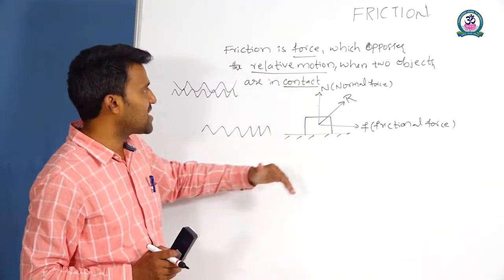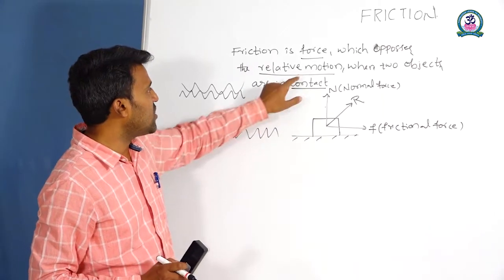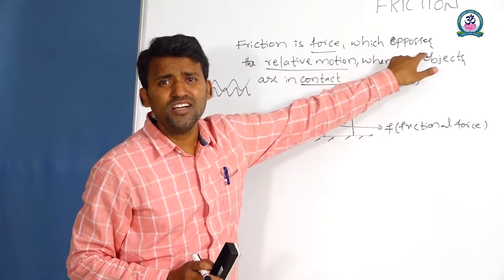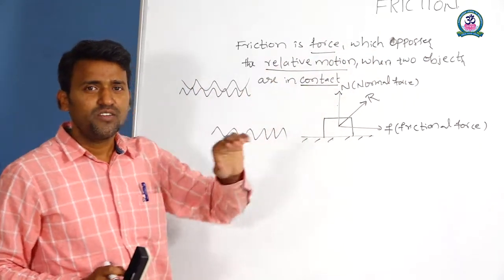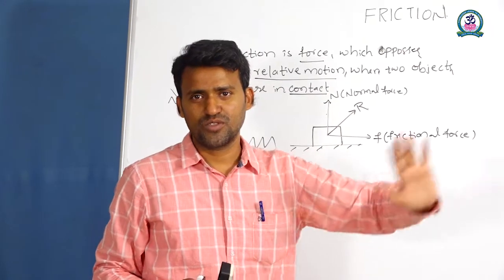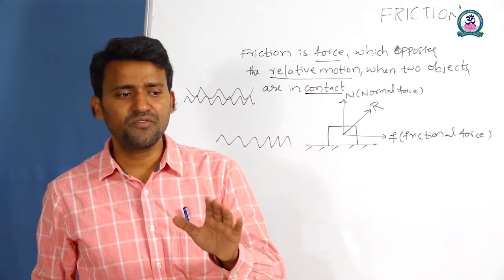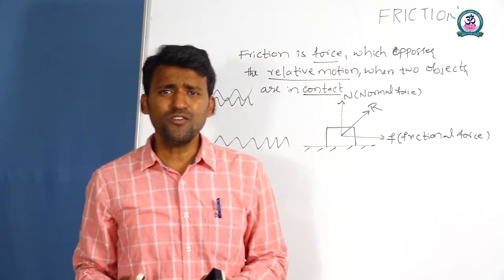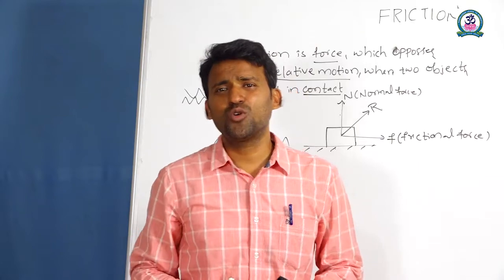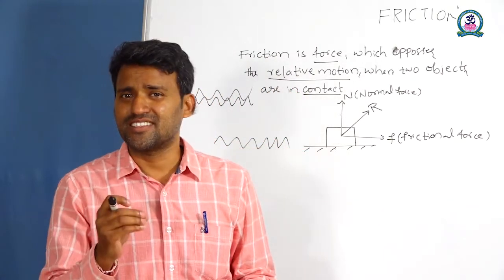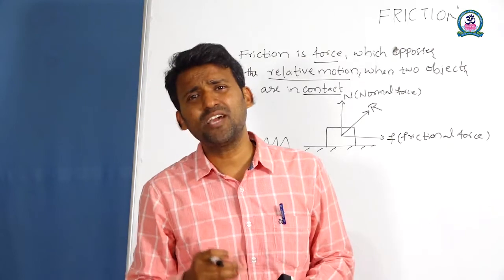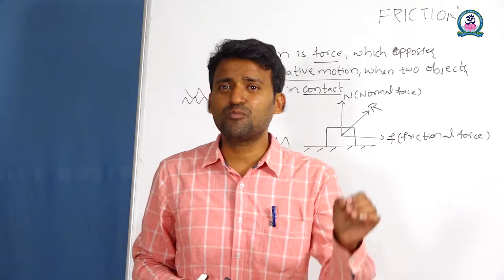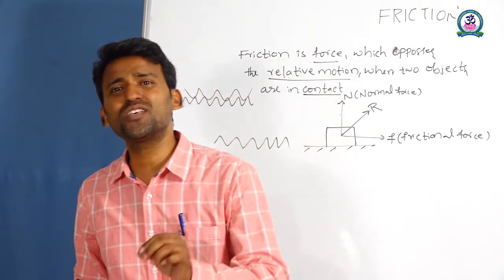Before further calculation about this diagram, I want to tell you one more thing. Friction is a force which opposes the relative motion. Here I have given the definition: friction is the force which opposes the relative motion, meaning the frictional force is opposing the relative motion. Is it correct or wrong? Not always; sometimes it can support the motion, and sometimes it opposes the motion.